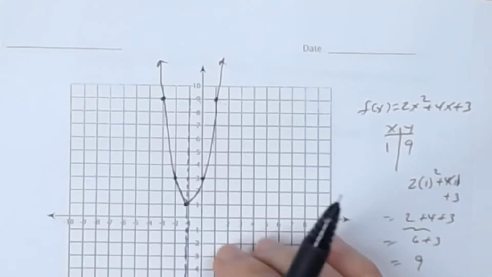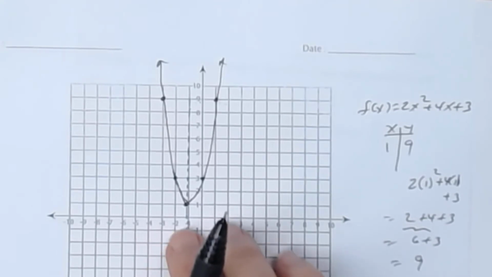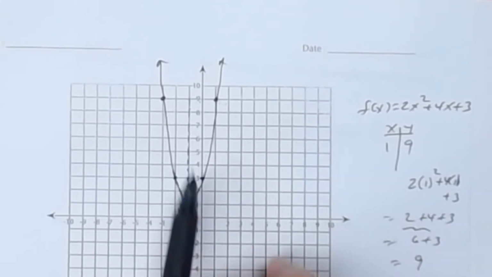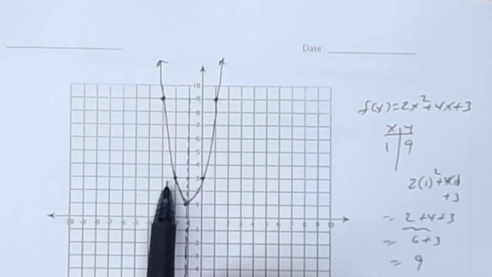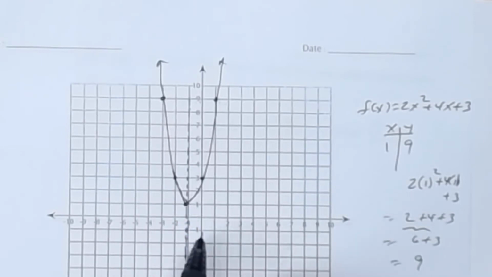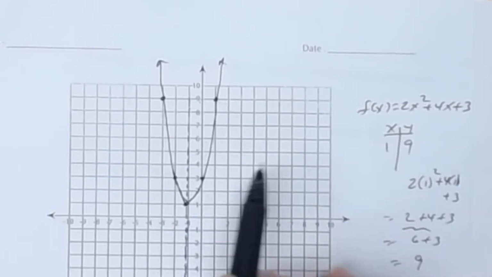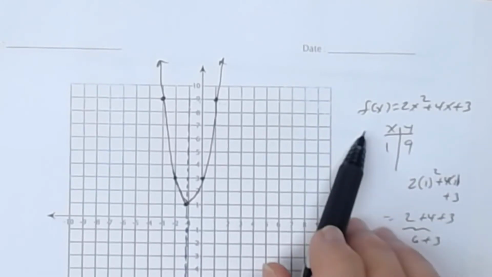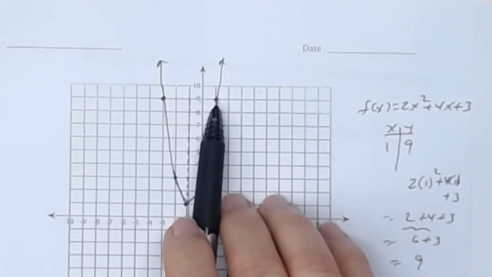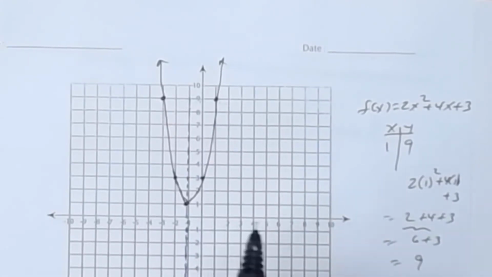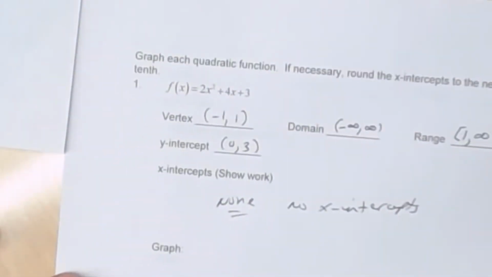So that's what you do when you don't have any x-intercepts, because remember you want to use 5 points: 1, 2, 3, 4, 5, to help you draw the parabola. So if you don't have any x-intercepts, then you just find one more point on the graph, which I found, and then use the idea of symmetry to find the other one. Okay? All right, so that was number 1. Let's look at number 2.